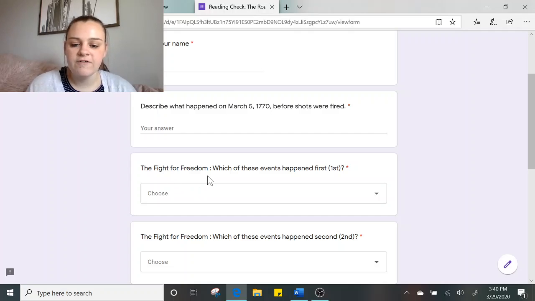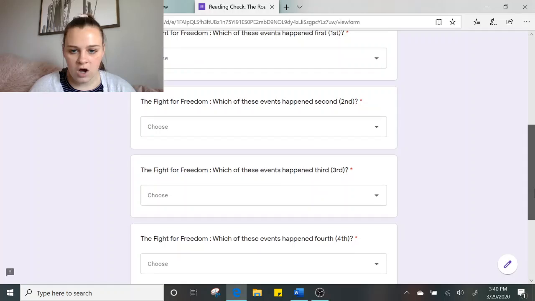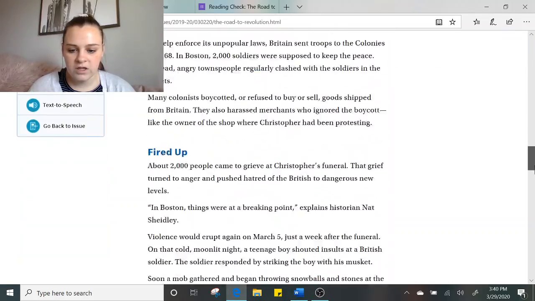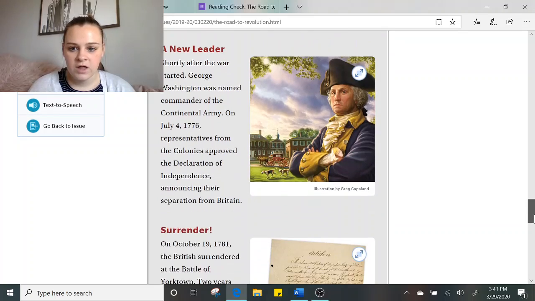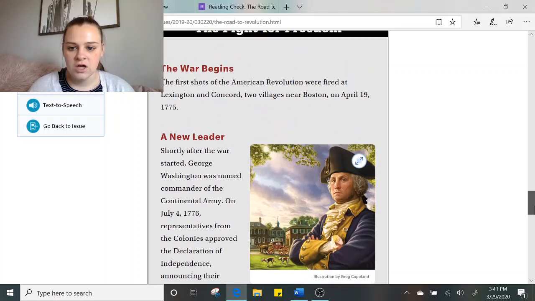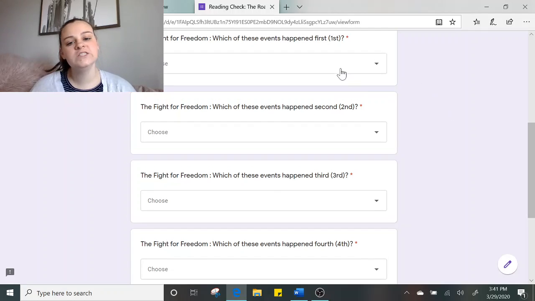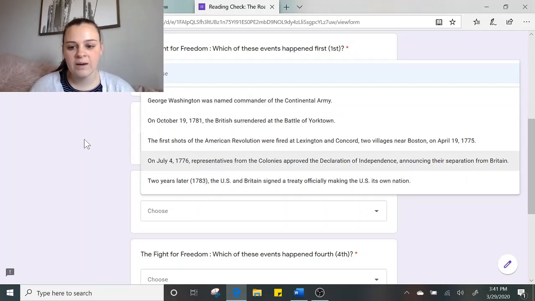Number 2. The fight for freedom. Which of these events happened first? So, what I'm going to also tell you is that if you are in the normal view, I believe this box here that says the fight for freedom, this is where you can find some answers. Also, in the presentation view, it would be in this box up here. So for each of these, you're listing them what happened first, second, third, fourth, and then fifth. There's a drop-down box here, and you go through and pick which one happened first.